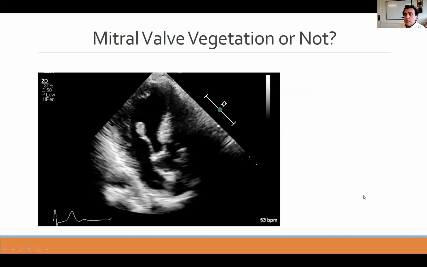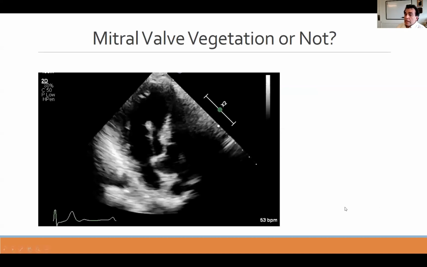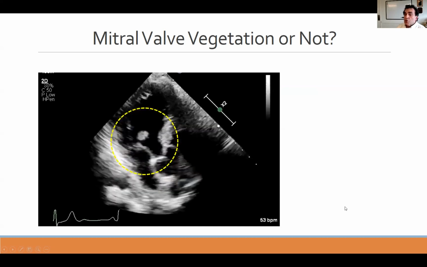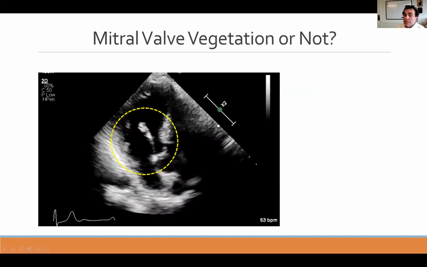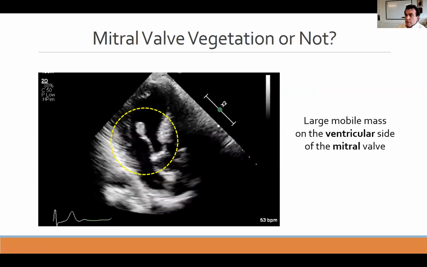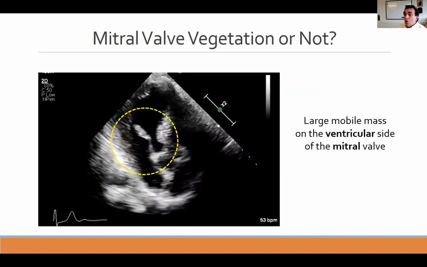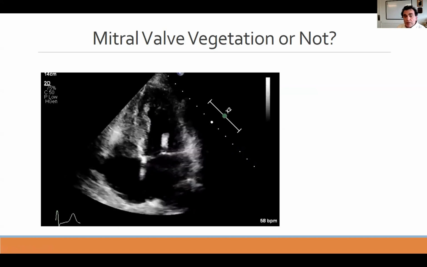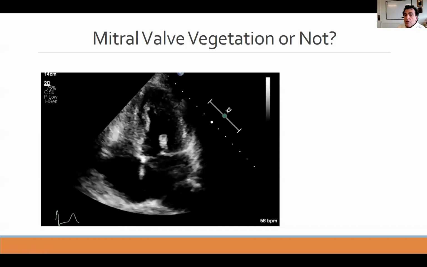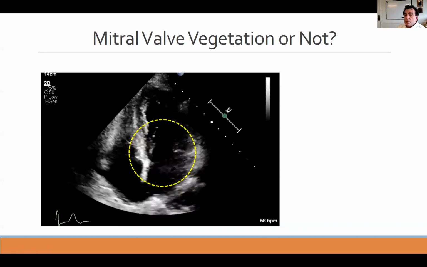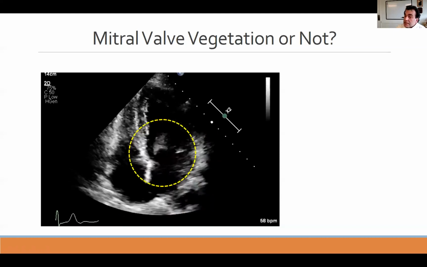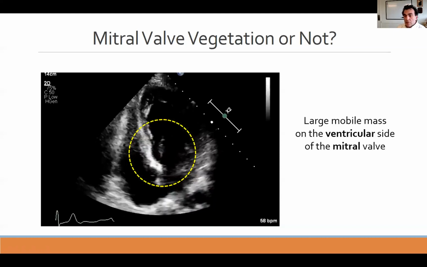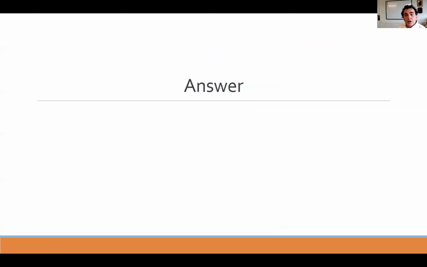Again, we are looking at the apical three-chamber view on a transthoracic echocardiogram, and we have a large mobile echo density associated with the ventricular side of the mitral valve. Large mobile echo density on the ventricular side of the mitral valve. Is this endocarditis or not? Let's look at the apical four-chamber view. Again, a large, independently mobile echo density, but this time on the ventricular side of the mitral valve. Is this endocarditis or not?